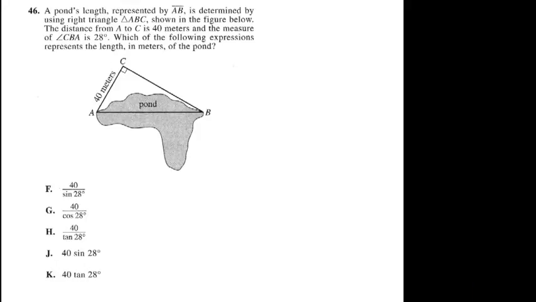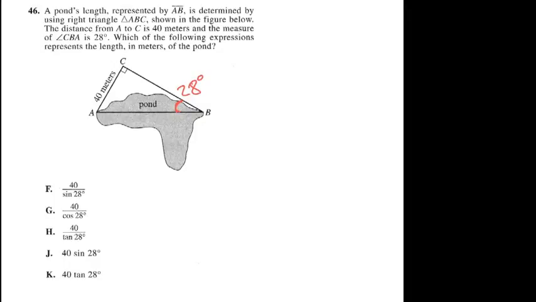Number 46. A pond's length, represented by AB, is determined by using the right triangle ABC shown in the figure below. The distance from A to C is 40, and the measure of CBA is 28 degrees. We want to make sure we find that CBA, that's this angle here, is a 28 degree angle. Which of the following expressions represents the length in meters of the pond?